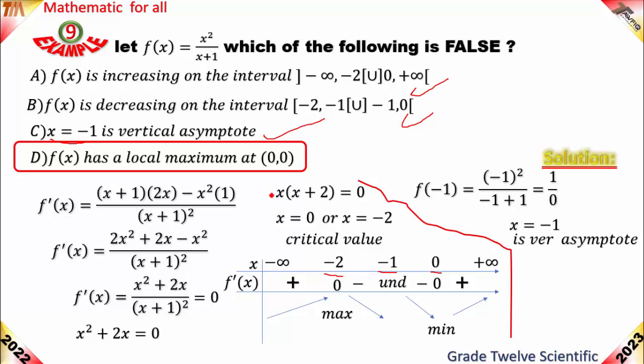And now the third one is true. That means 0 is a local maximum. As you can see here at the graph of the function, it is a minimum. So D is false. That means D is the correct answer we choose.